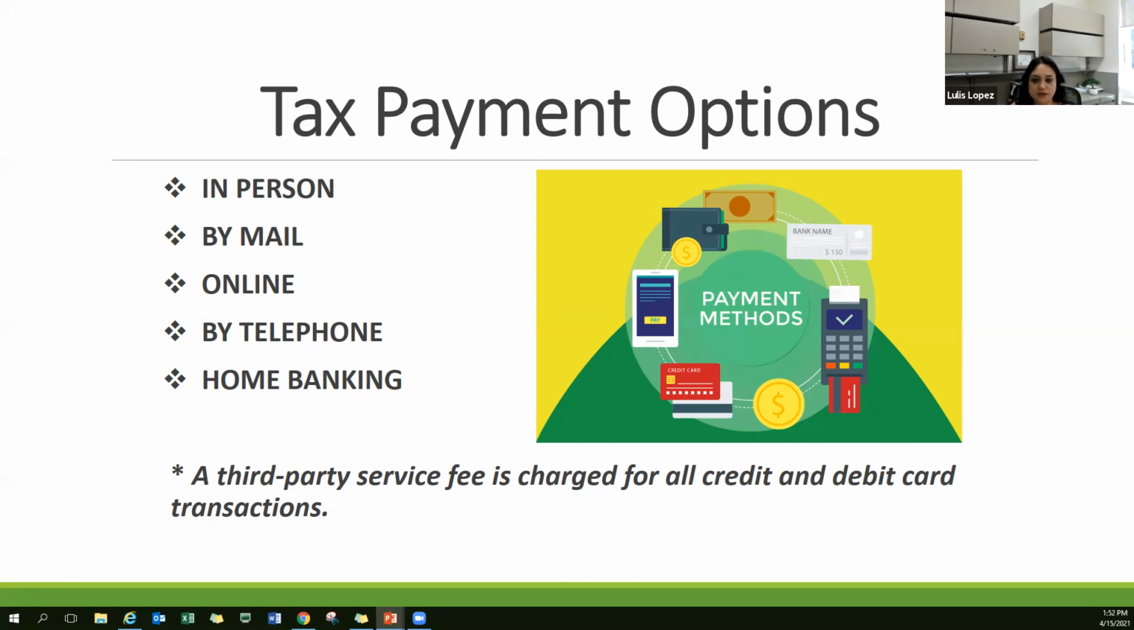In home banking, we do receive a lot of bill pay, but we do recommend that you set up the bill pay no less than 5 business days prior to the delinquent date, because it does take the bank some time to process those payments.